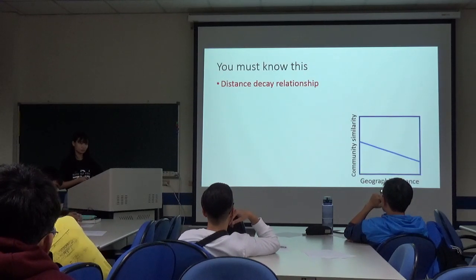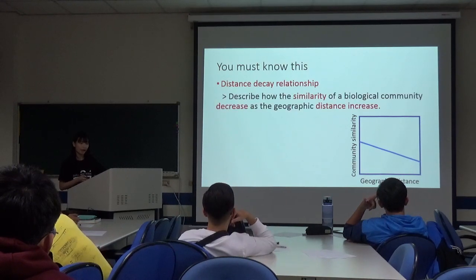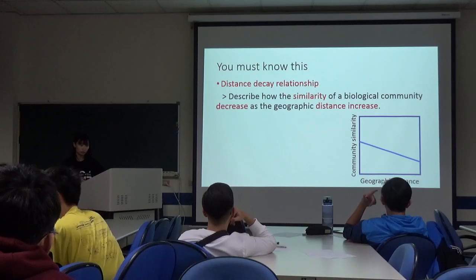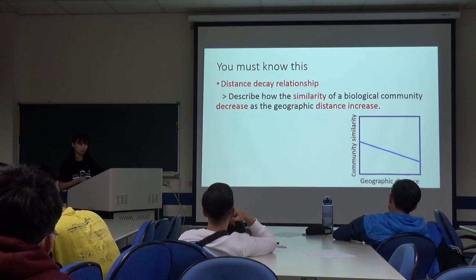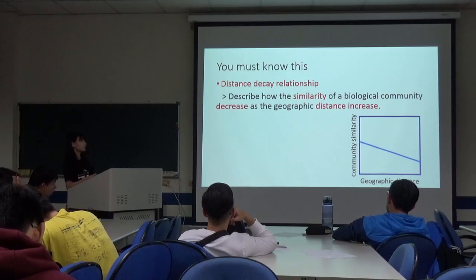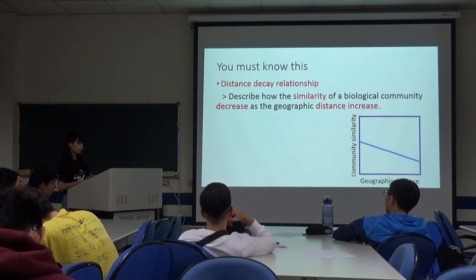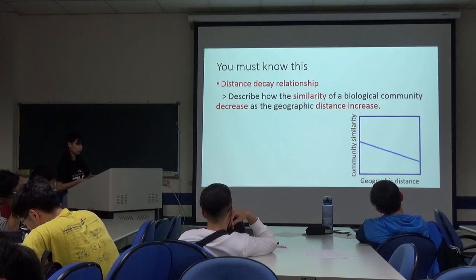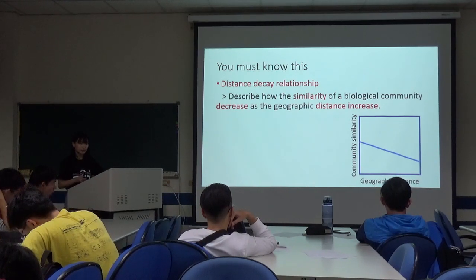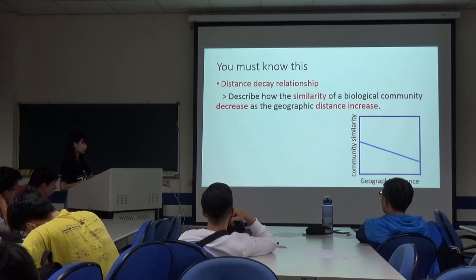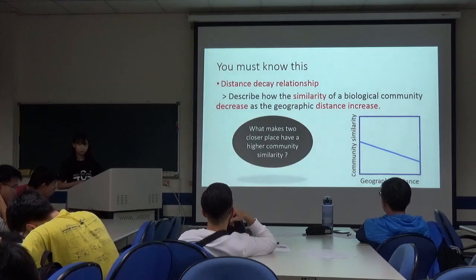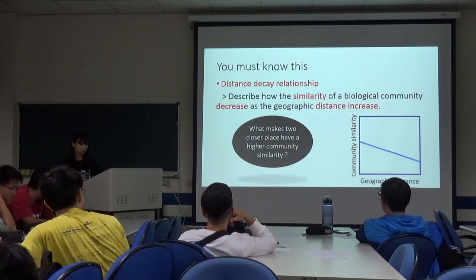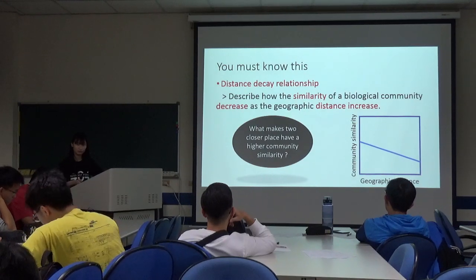So you must know what the distance-decay relationship is. It describes how the similarity of a biological community decreases as the geographic distance increases. So once you have a further distance, you will get a lower community similarity. That means if you have a closer distance, the similarity is higher. So another question: what makes two closer places have a higher community similarity?